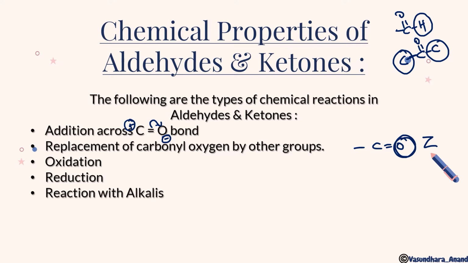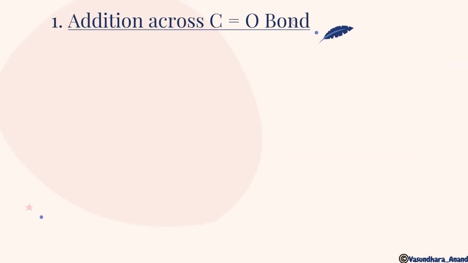Next is reaction with alkalis, and a few more important reactions of this chapter will be in this topic, so that is important. Next is miscellaneous reactions. Some reactions will be there which are not in your board exam, but yes, they are in your entrance exam, so we will know them. Okay, so now let's start with addition across the C=O bond.